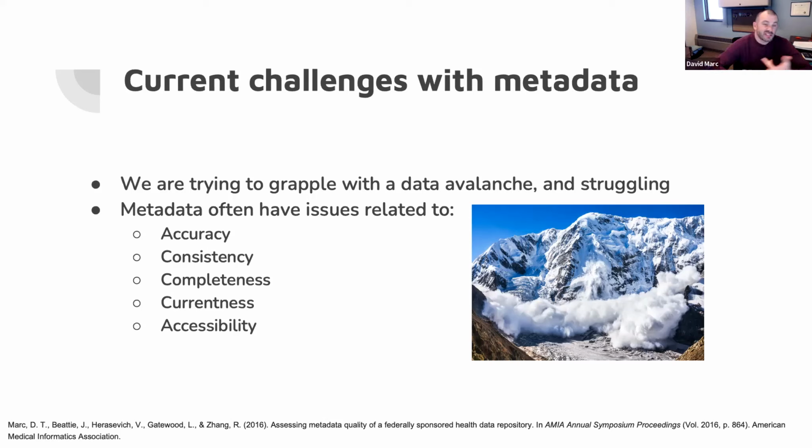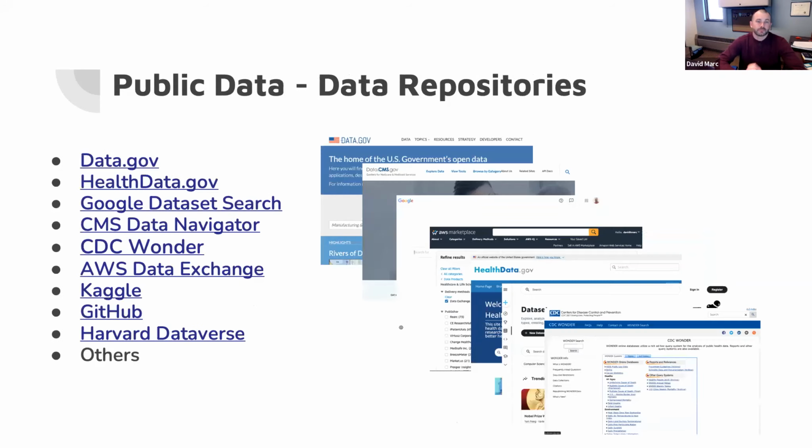Sometimes currentness is an issue, that the metadata hasn't been updated to reflect the most recent data sets that are being published on the topic, or that the metadata is pointing to. And accessibility. Sometimes that metadata is not linking to an actual data set. So we've got problems that need to be overcome.